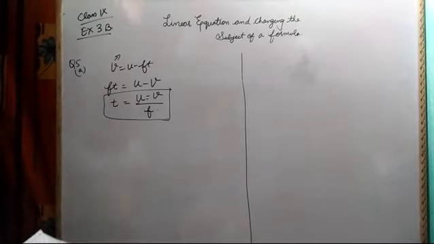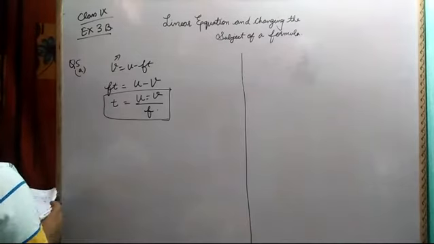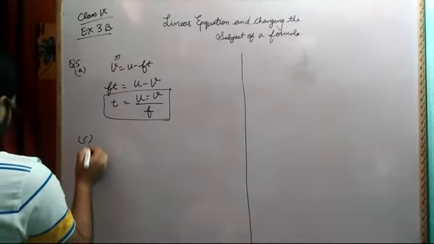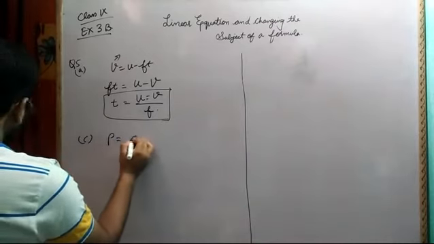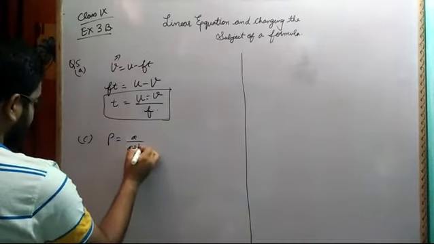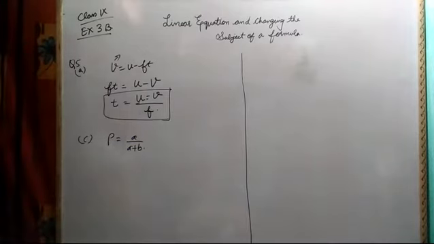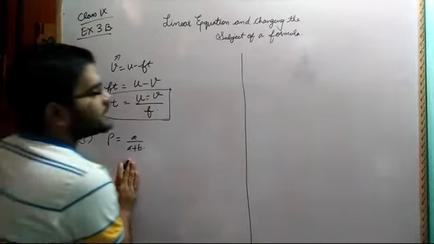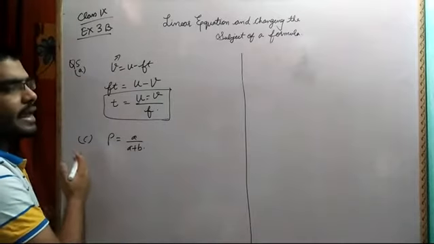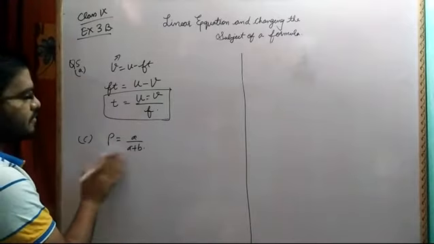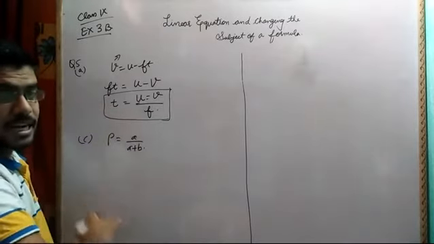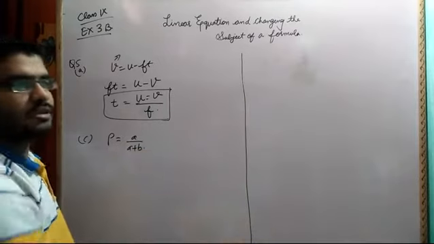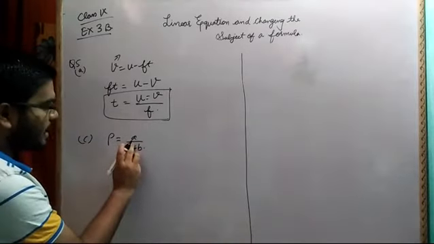Now the second question of this exercise we are going to see, 5 subpart C. They are saying P is equal to A upon A plus B. We have to make A the subject. To make A the subject, we have to bring A towards one side, so that I can keep A on the left hand side and transfer all the other terms towards the right hand side.